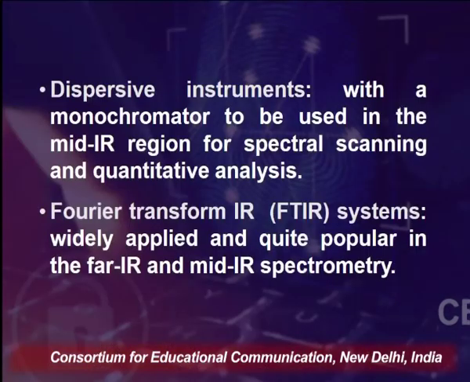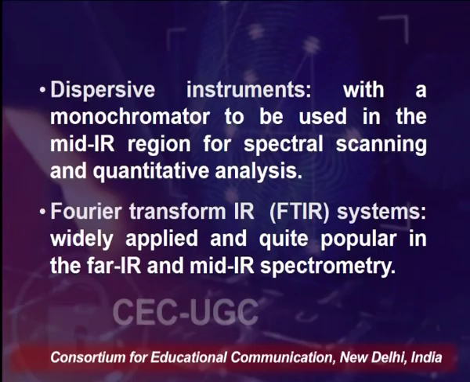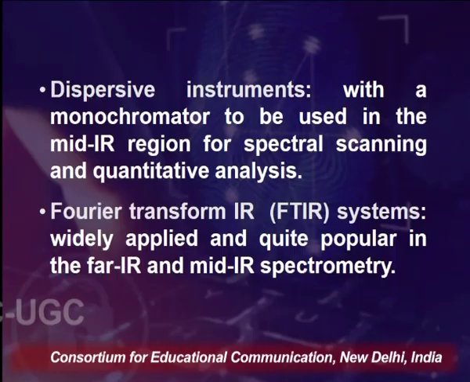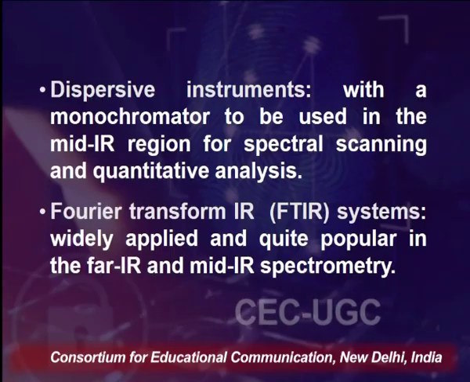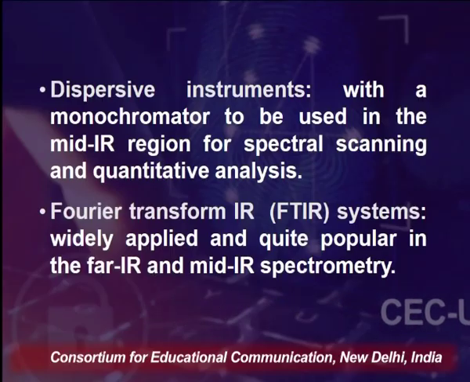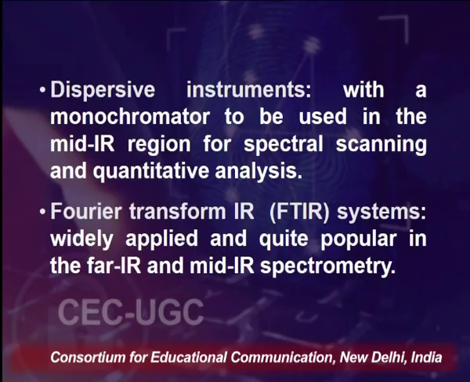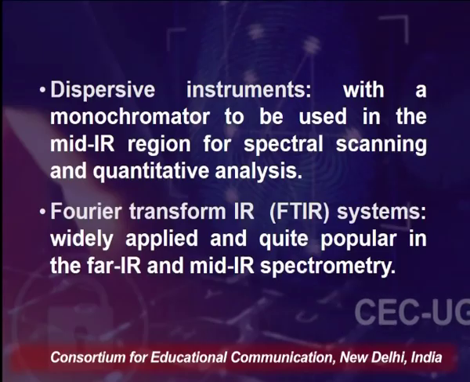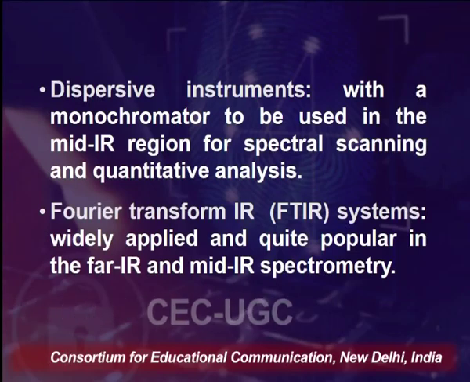One is dispersive instruments, one is non-dispersive instruments and one is FTIR systems. Firstly, we are looking into the dispersive instruments. Dispersive instruments are basically where, as we talk about a spectrophotometer, what is a general diagram of a spectrophotometer? First we have a source, after the source we have a monochromator, after that we have our sample placed and then the detector and the recorder.